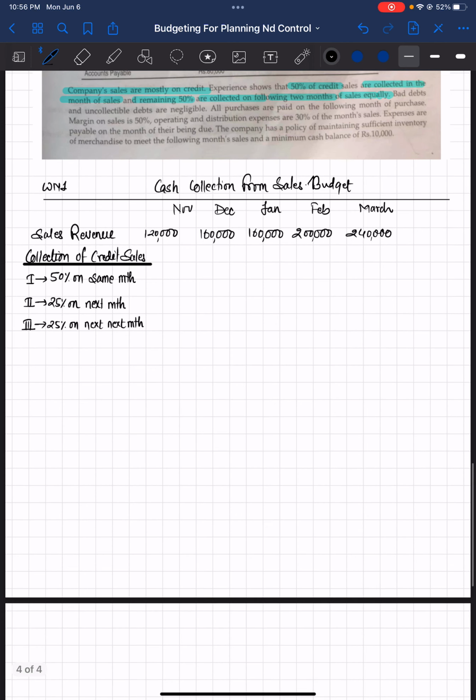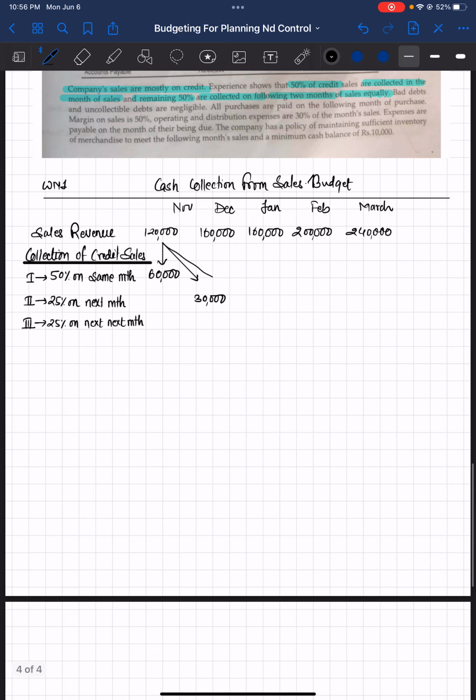So whatever the sales you have, you collect 50% of that, that is 60,000 on the same month. The 25% of this part will be on the next month. That comes around 120,000, 25%, that's 30,000. And the next 25% would be on the month after the sales. That is going to be again another 30,000.